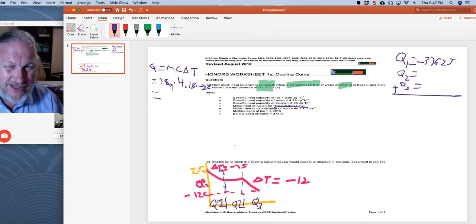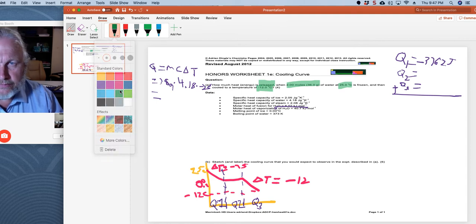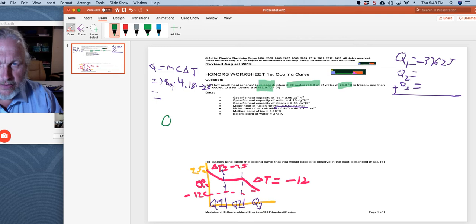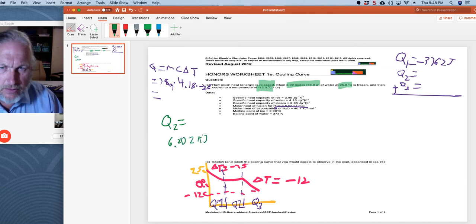Q2, I'm not changing temperature, so on Q2, let's go to a different color pen. All right, let's do green. Okay, so I've got Q2 equals molar heat of fusion, which is 6.02, and let's convert that to joules. So I've got 6.02 kilojoules per mole, right? That's what that is.